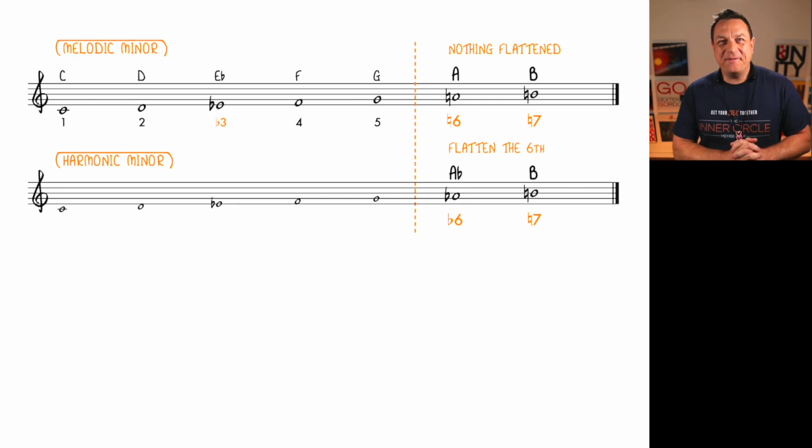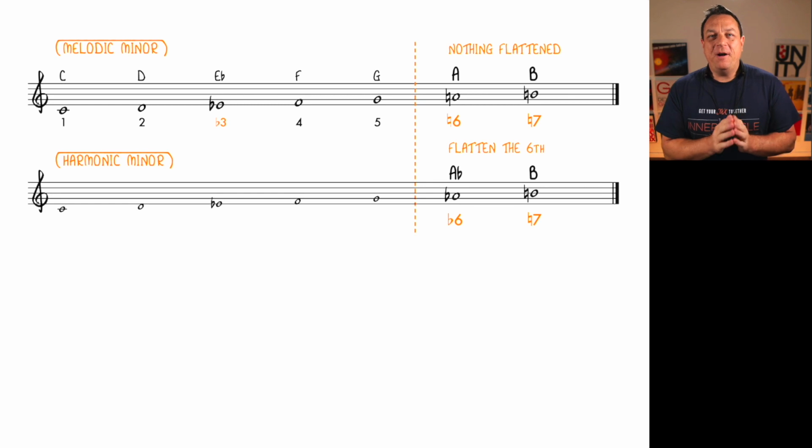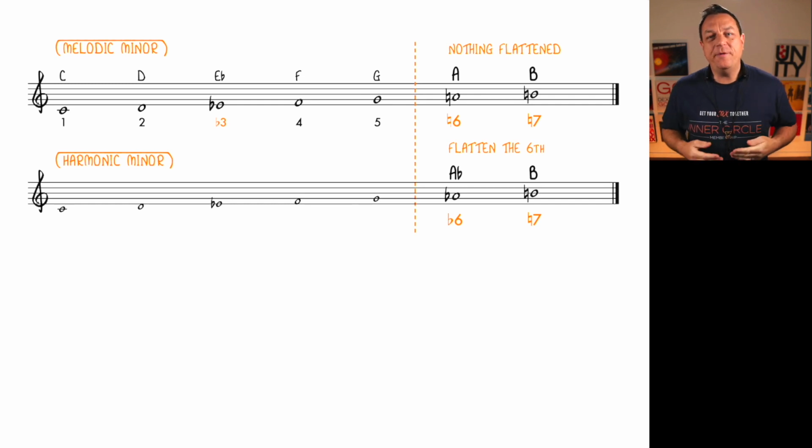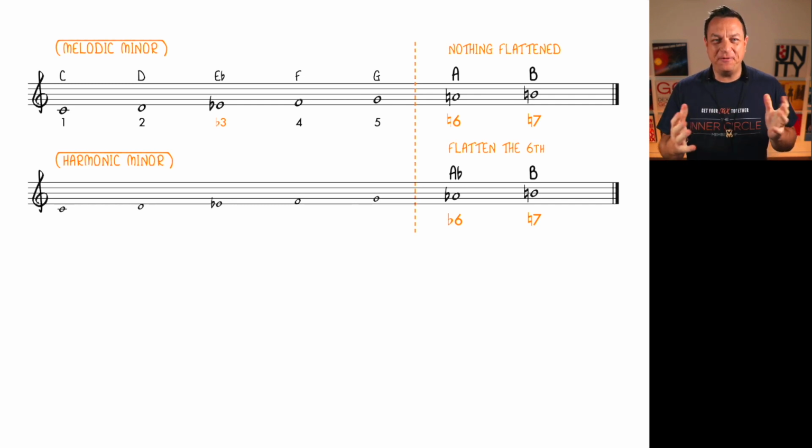Quite a spooky sound, that, the harmonic minor. So far, melodic minor: natural 6, natural 7. Harmonic minor: flat 6, natural 7. Let's move on to the next one, and you're soon going to see we'll get the full set.